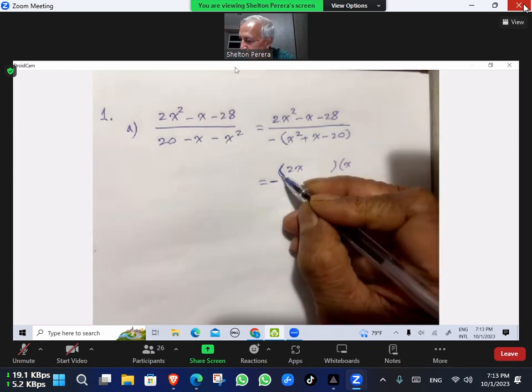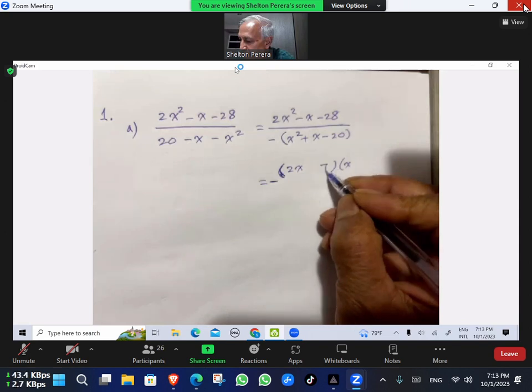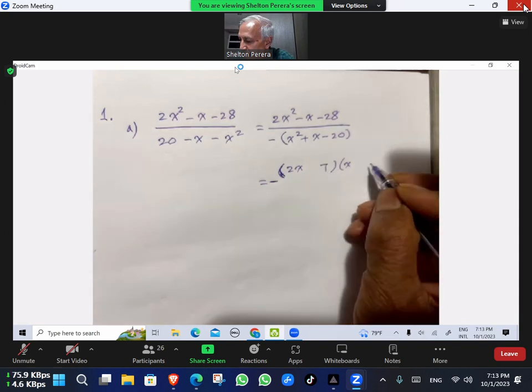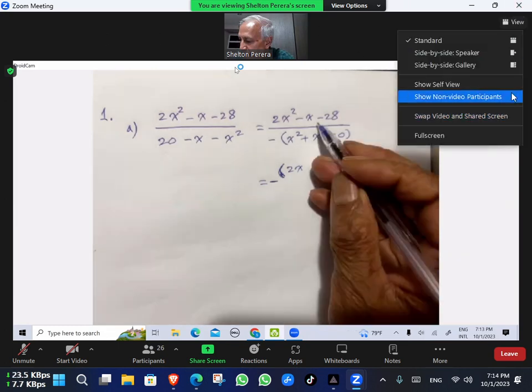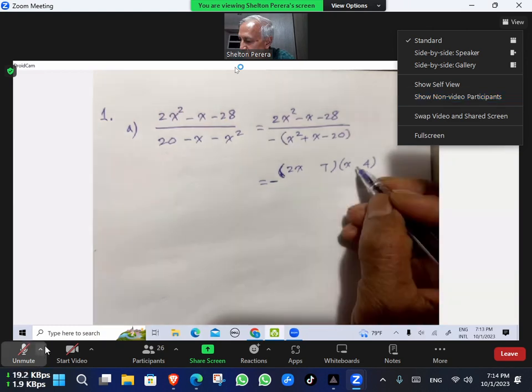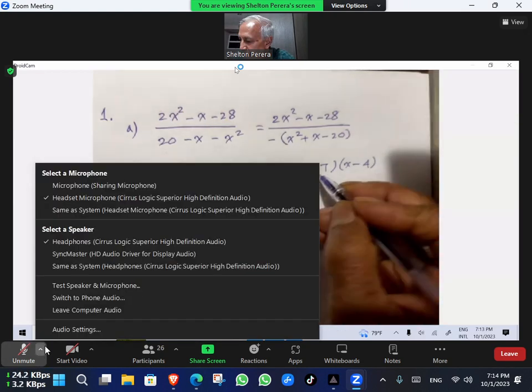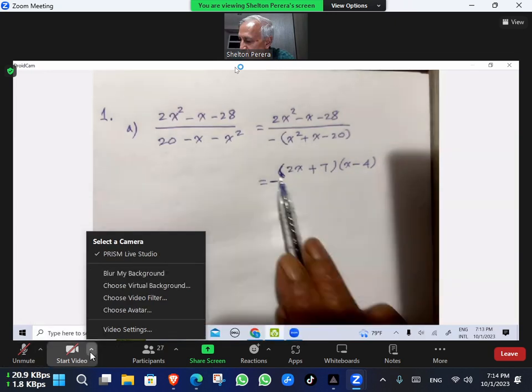What are the factors? 28: 7 and 4. Minus 28, this is minus. So you get 8x there. So it should be minus there, plus 7. Okay, so 2x squared, here minus 8x plus 7x. That is minus x. 4 times 7 is minus 28. So the top has been factored.